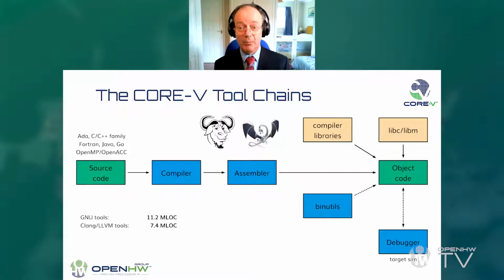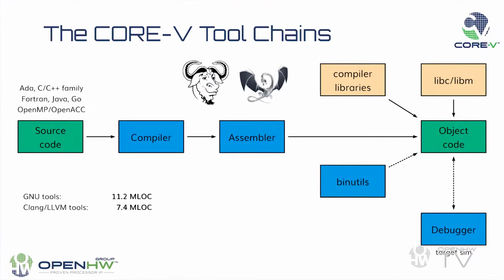The compiler and assembler, the low-level utilities, the debugger, the compiler libraries to emulate missing functionality, and the standard language libraries. These are large code bases with more than 11 million lines for the GNU tools and 7.5 million for Clang LLVM. Today I'll focus on the GNU compiler toolchain, but the process is very similar for the Clang LLVM toolchain.